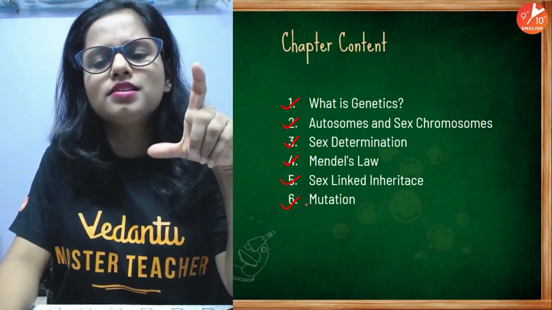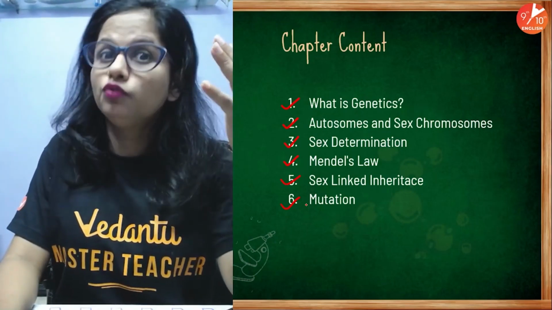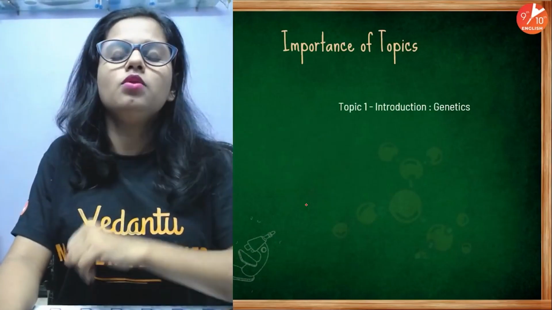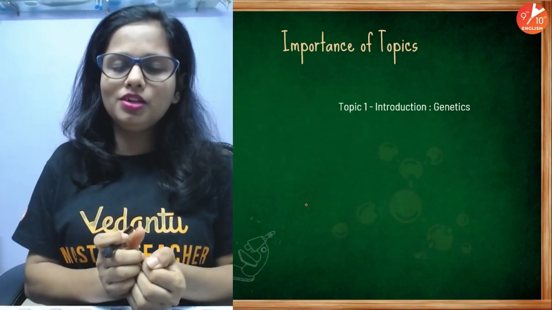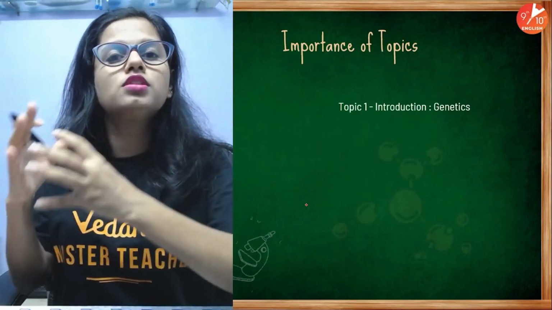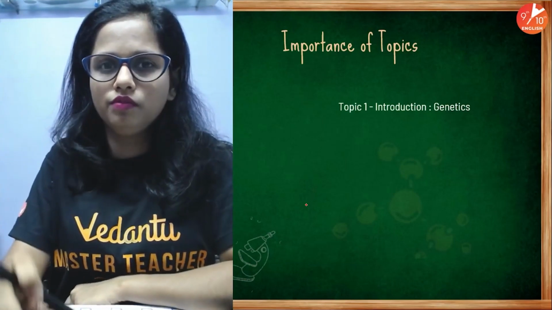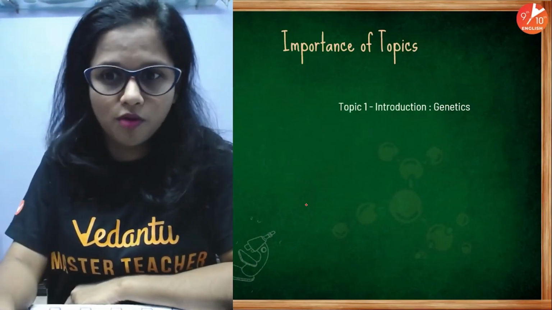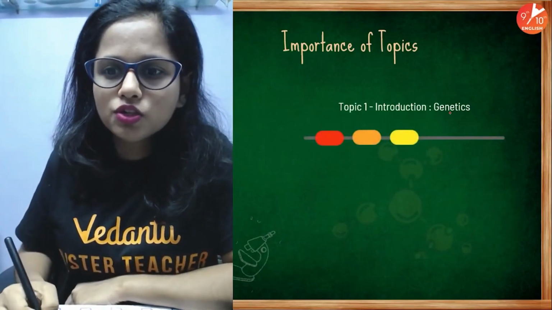These are the topics from this chapter that we are going to study in detail in our upcoming sessions. Now let us talk about the importance of the topics from the examination point of view and also from the conceptual point of view. The scale I am going to show will depict the examination point of view of each topic. The very first one is the concept of genetics.